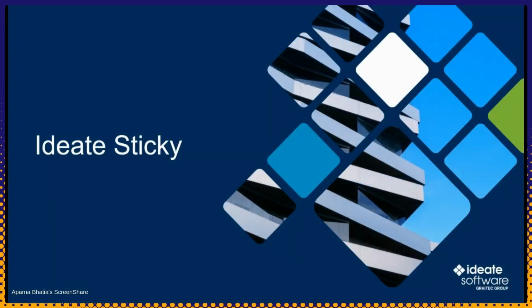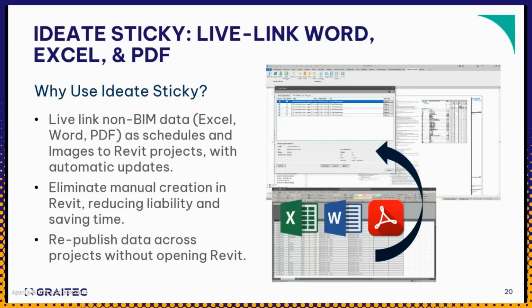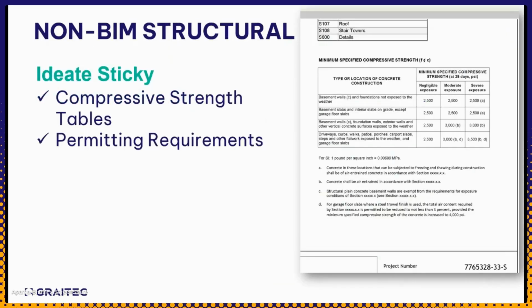All right, so Ideate Sticky is our simplest solution to use, and also it's a fan favorite for anyone who needs to do production documentation. The concept here is that with Ideate Sticky, you are live linking Excel, PDF, or Word documents into your Revit model with 100% visual fidelity, and the benefit is that it can support collaboration with non-BIM users.